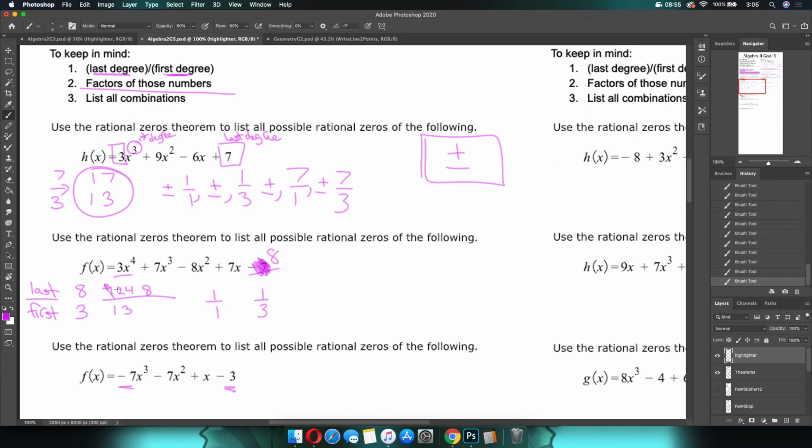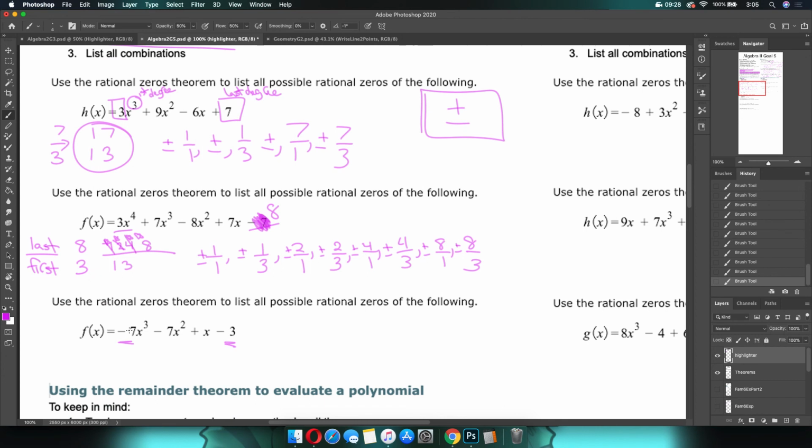Okay? Next, we need 2. So 2 over 1 and 2 over 3. Next, we want 4 over 1 and 4 over 3. Next, we have 8 over 1 and 8 over 3. And now we just slap on our commas and plus minuses over everything, and that's all you're doing for this topic. Comma plus minus, comma plus minus, comma plus minus, comma plus minus. That's what you're doing.